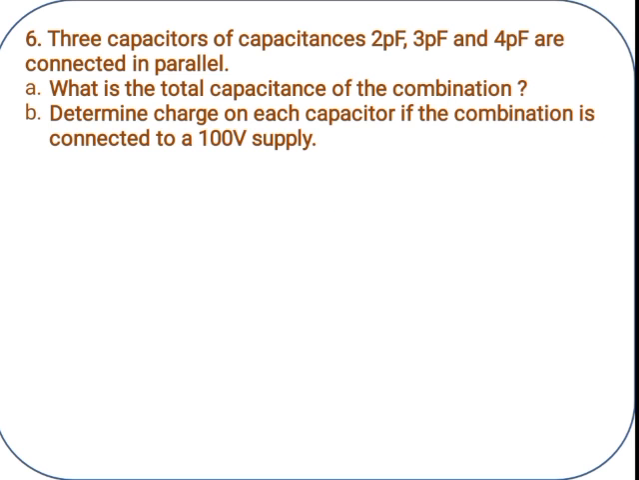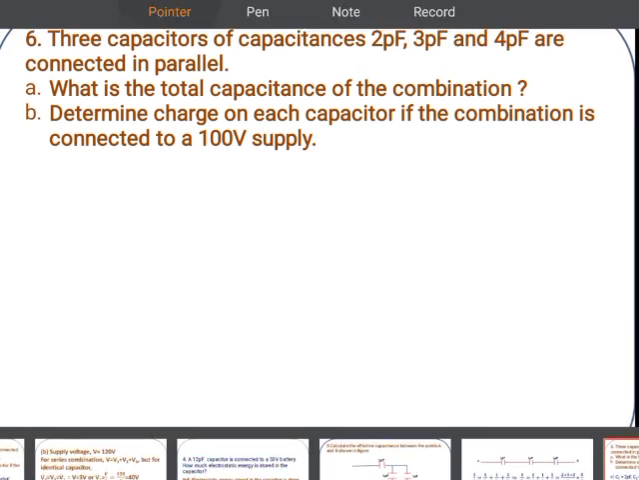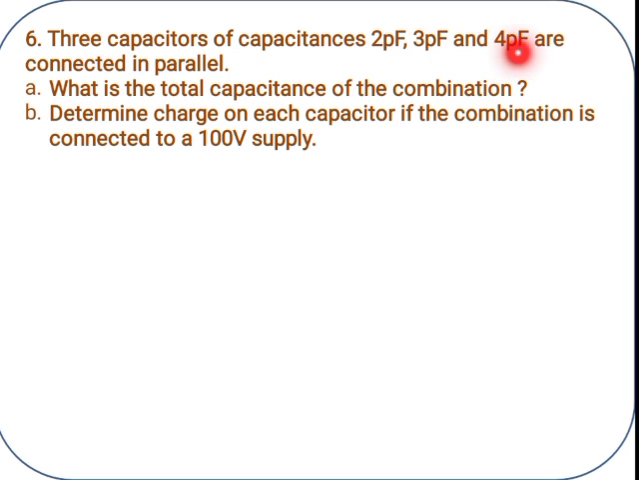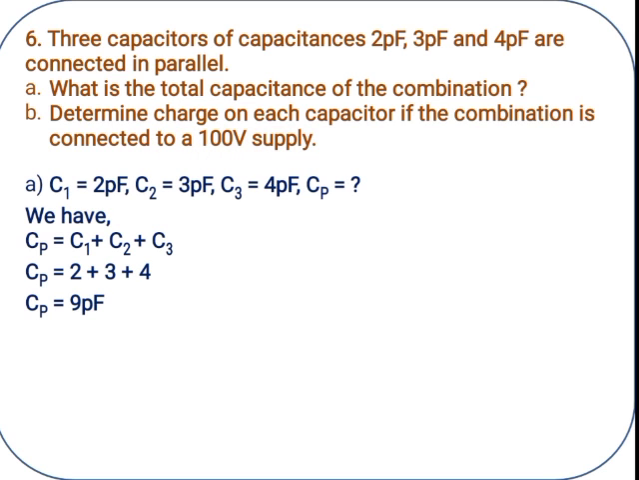Next one, 3 capacitors of capacitances 2 pF, 3 pF and 4 pF are connected in parallel. What is the total capacitance of the combination? Second, determine the charge on each capacitor if the combination is connected to a 100 volt supply. Here is the solution. C1 is 2 pF, C2 is 3 pF, C3 is 4 pF. Cp is equal to C1 plus C2 plus C3. This is the expression for the parallel combination if 3 capacitors are connected in parallel.